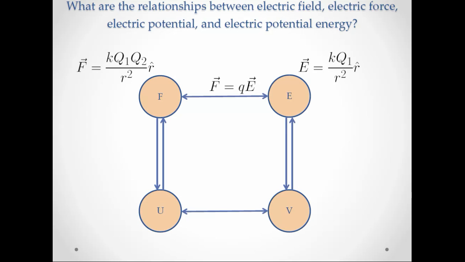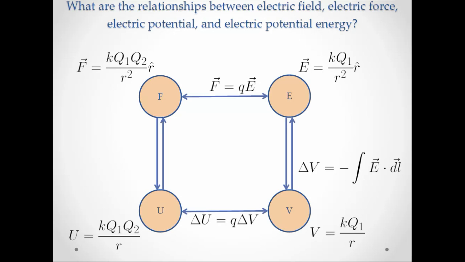If I want to turn that into a potential, I can take a path integral over the electric field, and in this case dl is going to be dr, and I get V is equal to K Q1 divided by R. If I want to take that and figure out the potential energy of a charge Q2 within the potential of Q1, I can multiply it by Q, and I get K Q1 Q2 divided by R. And so you can see that we can go around this square and figure out the relationships between the force, the field, the potential, and the potential energy.